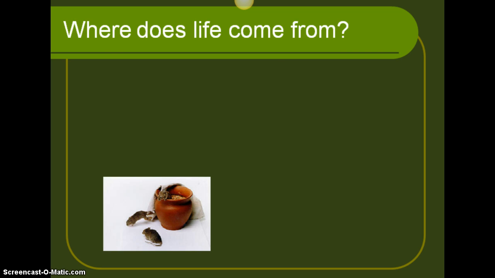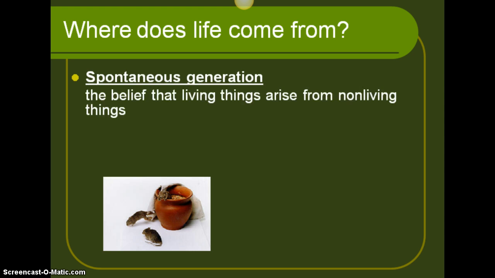So where does life come from? This was a big problem back in kind of the early days of humans, of understanding where does life start. And so there were two main beliefs: spontaneous generation, which said that living things arise from non-living things. And there were some reasons that people believed this at the time.